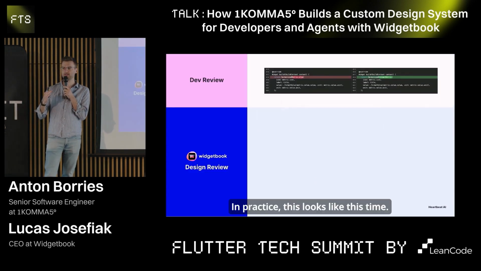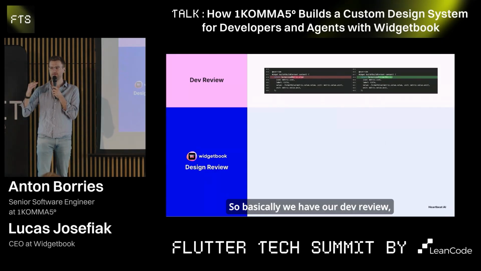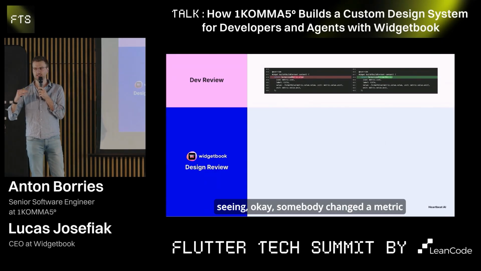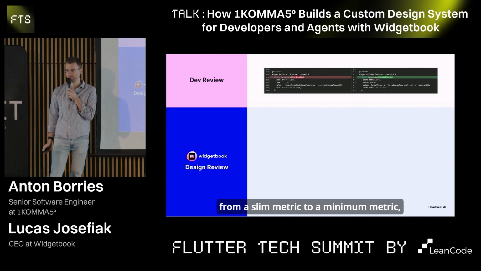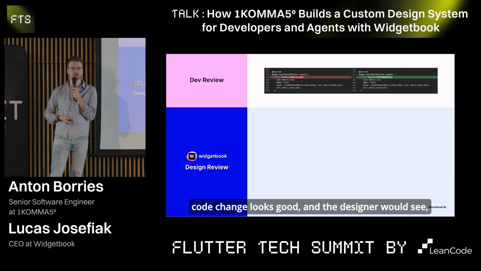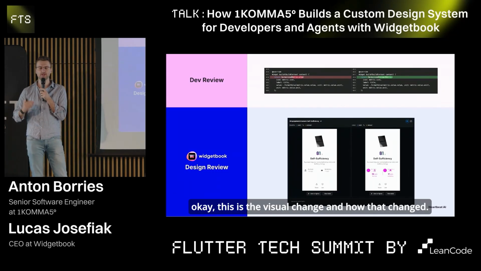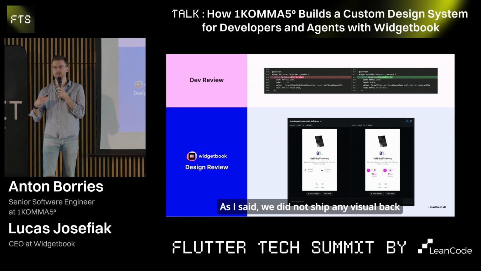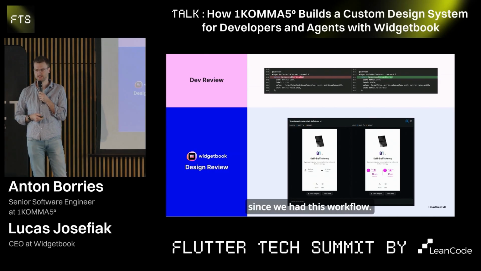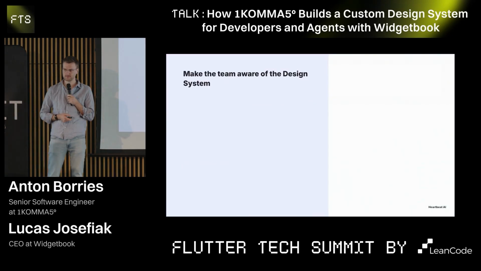In practice, this looks like this then. So basically we have our dev review seeing, okay, somebody changed a metric from a slim metric to a minimal metric. Code change looks good. And the designer would see, okay, this is the visual change and how that changed. And this is quite cool. And as I said, we did not ship any visual bugs since we had this workflow.